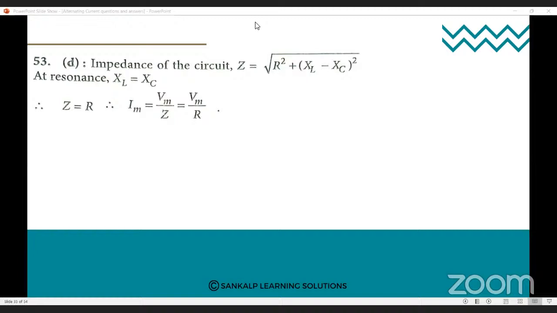The impedance is given by Z is equal to the square root of R square plus (XL minus XC) whole square. So therefore Z is equal to R, and the equation becomes Im is equal to Vm by Z, or Vm by R.